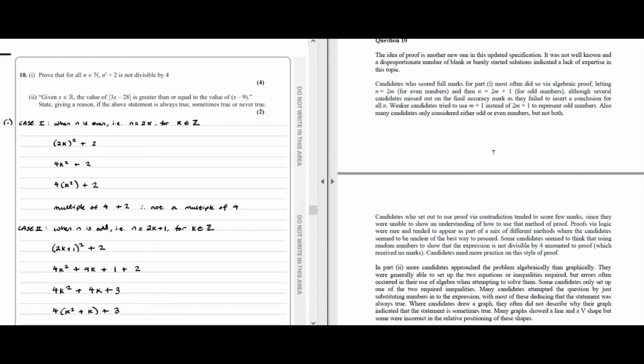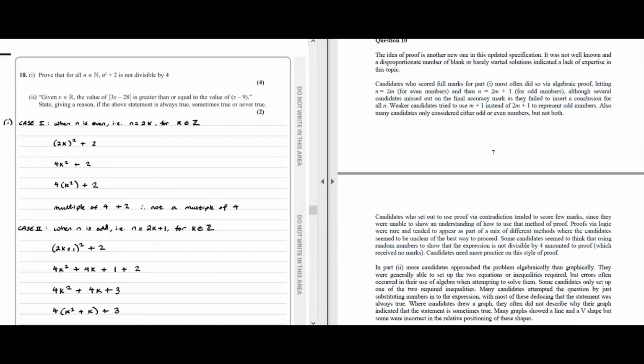Some candidates seemed to think that using random numbers to show that the expression is not divisible by 4 amounted to proof, which received no marks. Remember, it's algebraic proof you need to consider, and candidates needed more practice on this style of proof. For the next part, more able candidates approached this problem algebraically rather than graphically. They were generally able to set up the 2 equations or inequalities required, but errors often included their use of algebra when attempting to solve them.